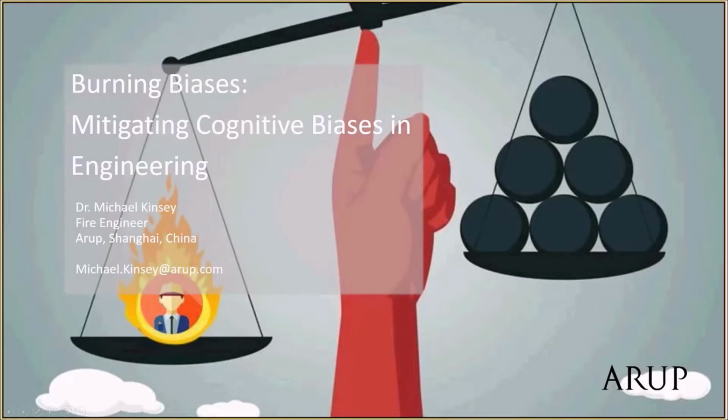Hello, my name's Michael Kinsey, and in this talk, I'm going to talk about some of the ways engineers exhibit cognitive biases in technical design work, and some of the ways we might be able to mitigate them. A lot of the examples are based on biases and mitigation measures within fire engineering, but in theory, many of them can be applied to other forms of engineering also.